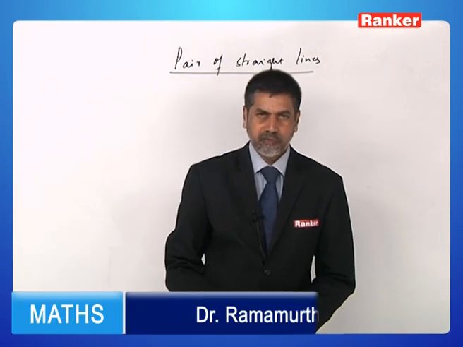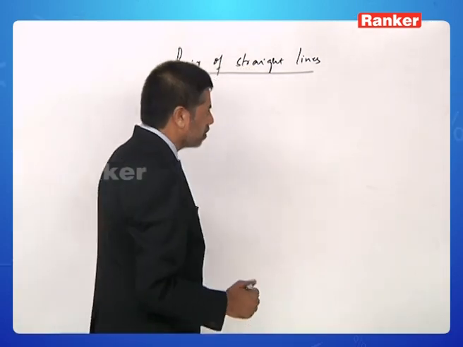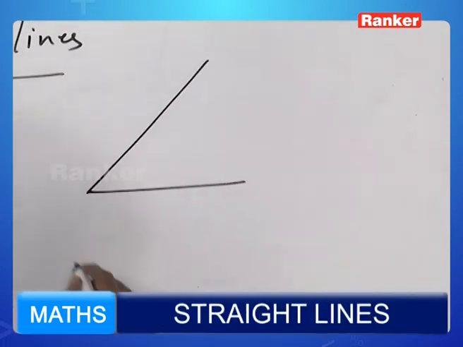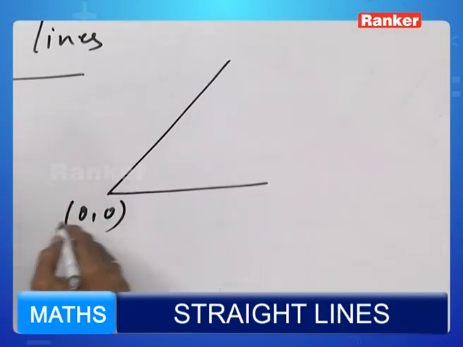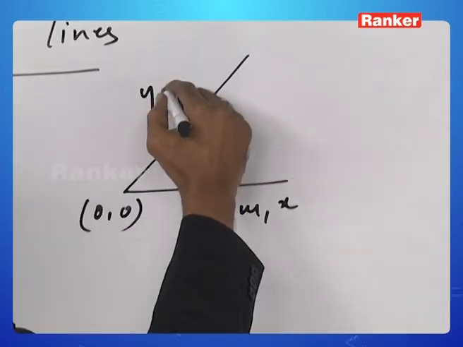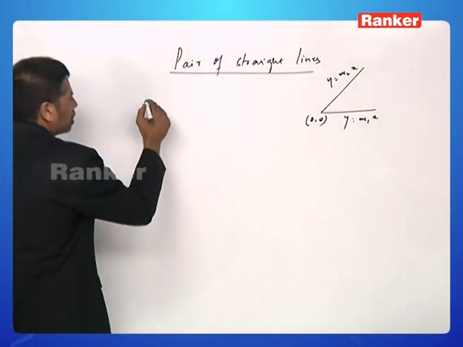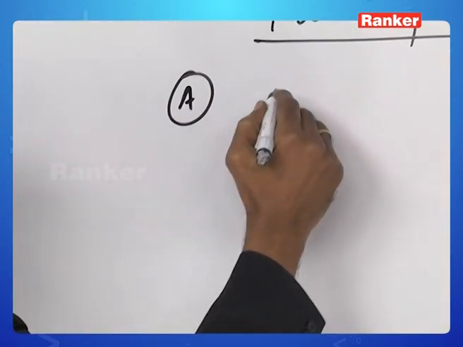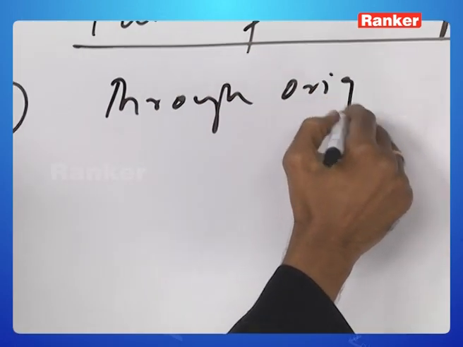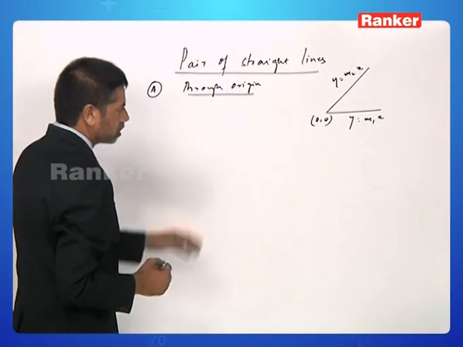So let's have a brief synopsis on pair of straight lines. Basically, pair of straight lines are of two types. A pair of straight lines intersecting at the origin. Let us say y is equal to m1x and y is equal to m2x are the two straight lines. So in the first part, let us discuss critical points about pair of lines through the origin.